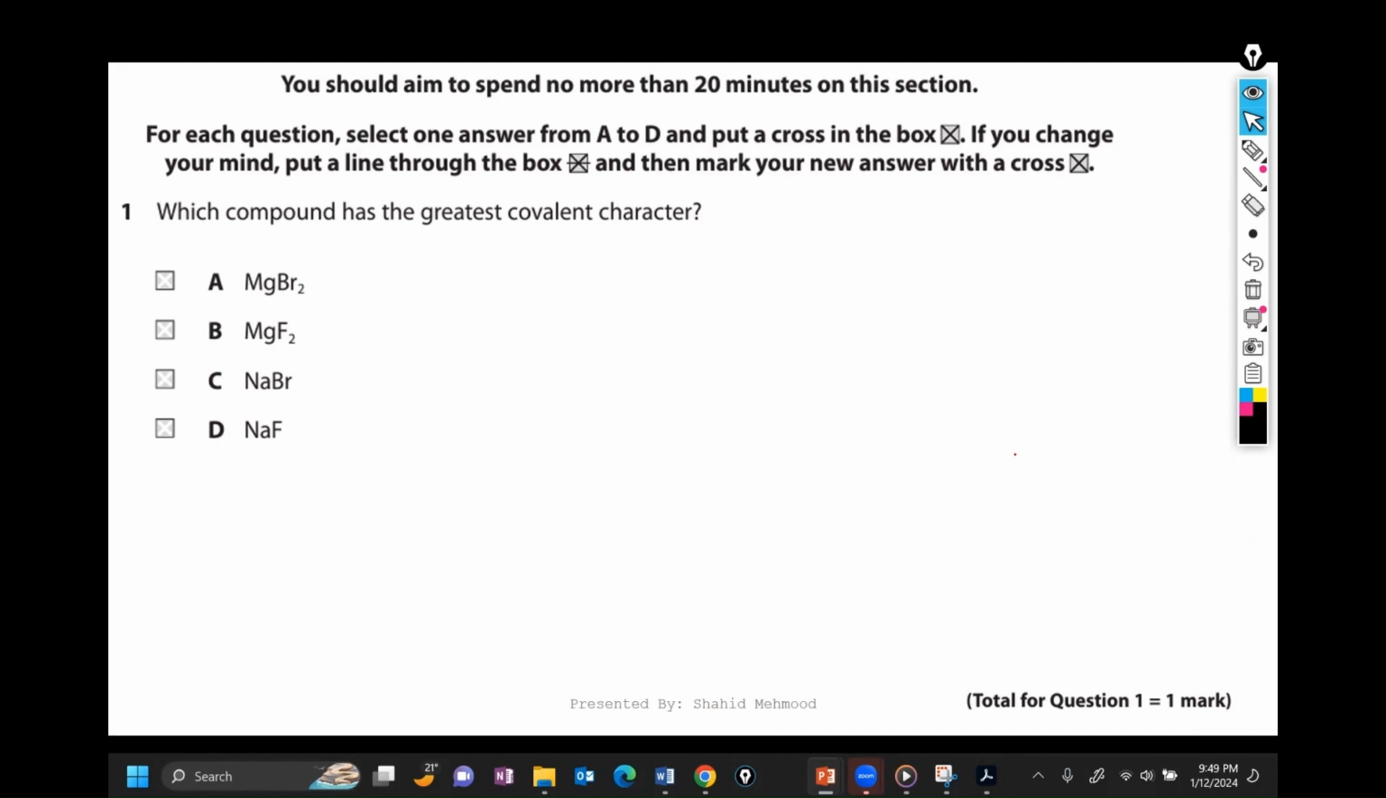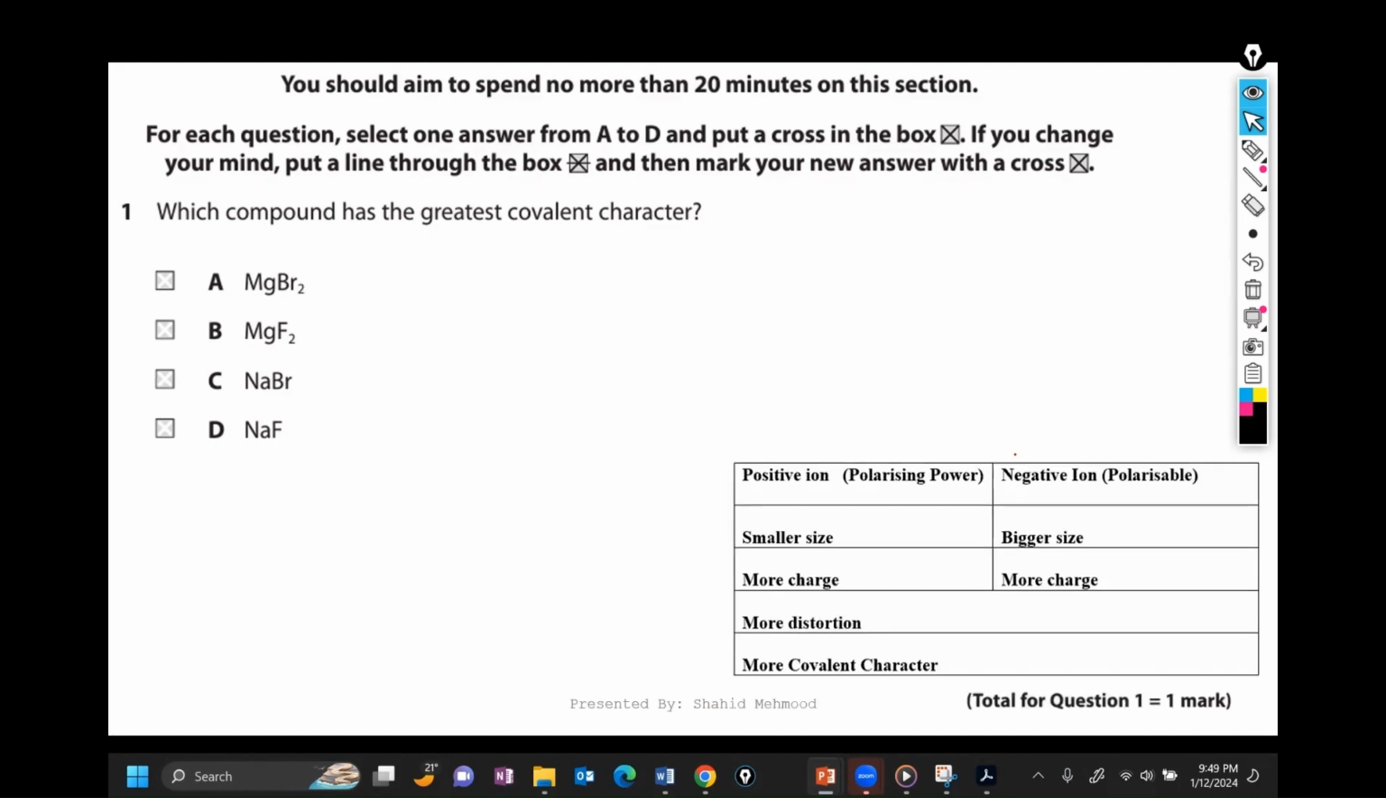In an ionic compound, there are positive ions and negative ions. In the positive ions, we see the polarizing power, and from the negative ions, we see the polarizability. The factors which affect the polarizing power of the positive ion are its size and charge. So the smaller the size and the more the charge, the more polarizing the positive ion will be, while a negative ion having bigger size and more charge will be more polarizable.